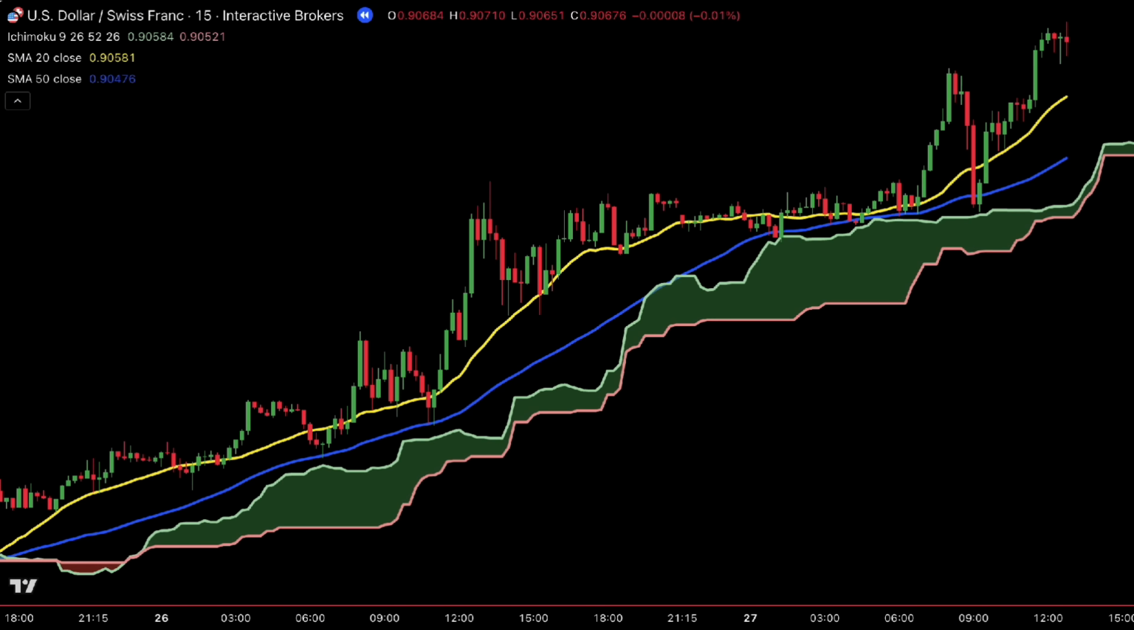Now you know how to combine cloud pullbacks with the 21 and 50 moving averages. Just remember, always check the higher time frame before entering a trade. That way, you are trading in alignment with the overall market trend. That's a wrap on the Ichimoku Kinko Hyo system.